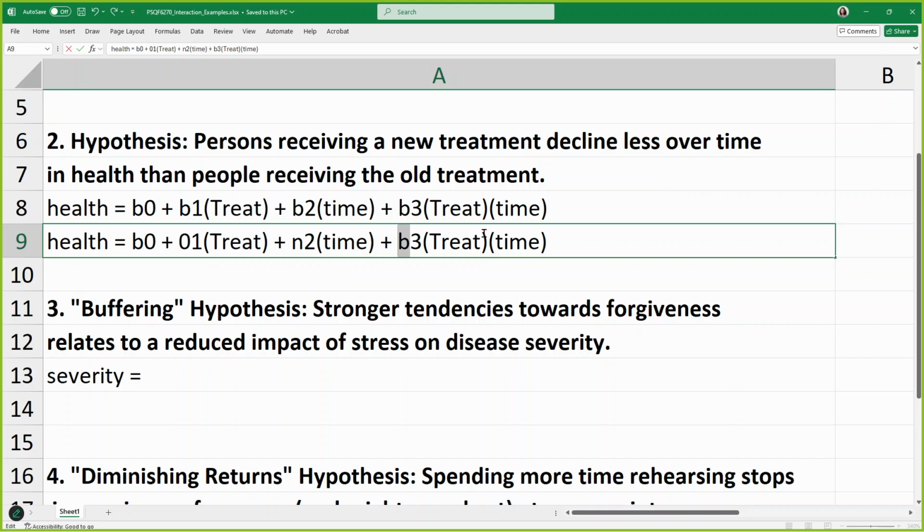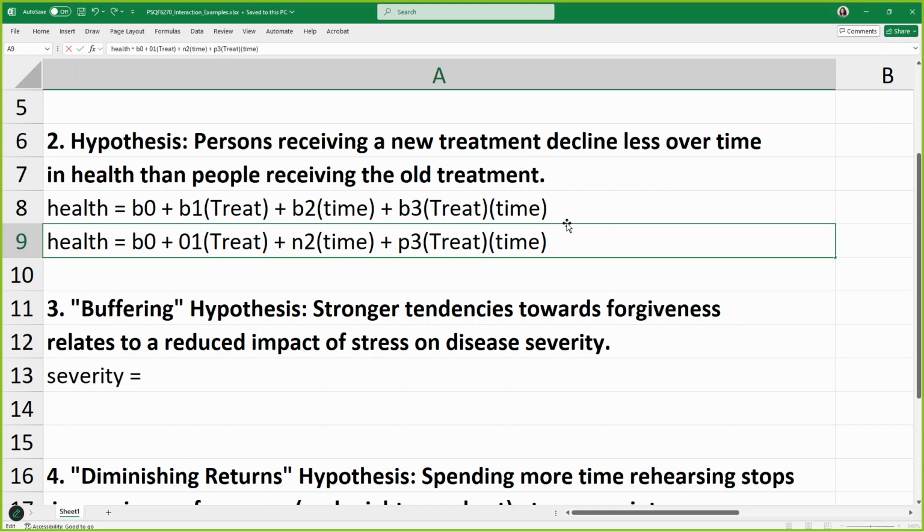What sign does this need to be for that to be true? Positive, because that's going to make you not decline as fast. That's right. Go down less over time. It weakens the decline that you would expect. Opposite signs.